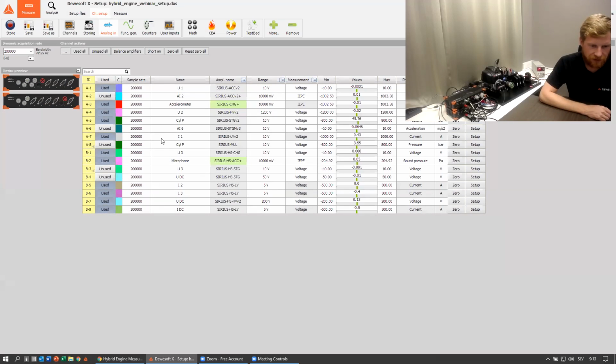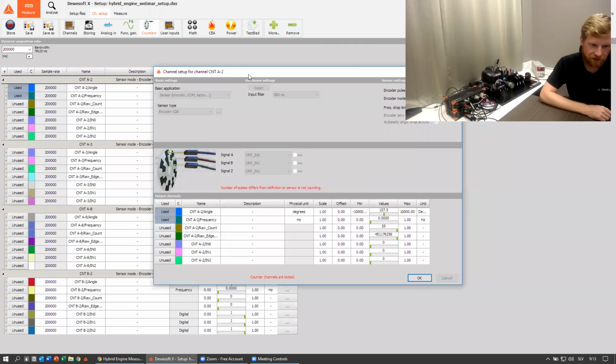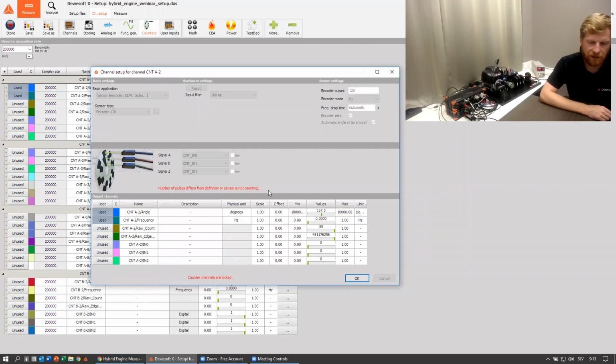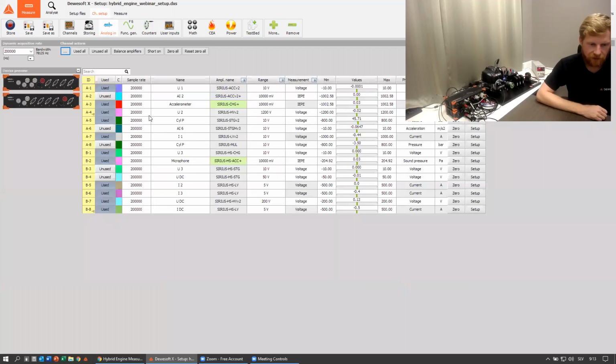We have also connection of the cylinder pressure connected, and we have one counter or angle sensor connected. So this is an encoder with 128 pulses. And if we turn the engine, we can see it moving. And in our case, we have also one accelerometer and one microphone. So these are both IEPE inputs, and they are detected automatically.